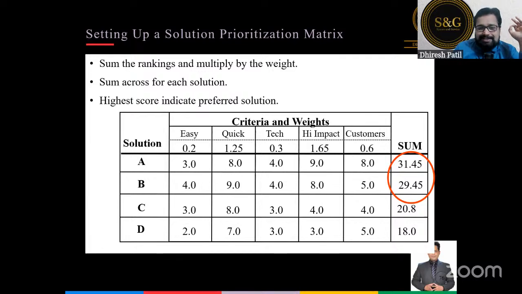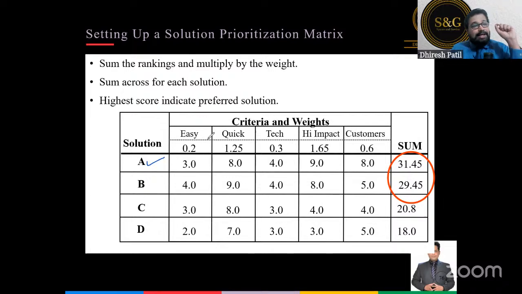Now, for example, let's say solution number A, that's the first solution we want to discuss. In this, for ease, we have given 20%, correct? Now, on the scale of 1 to 10, how easy is it to implement? Solution A, how easy is it to implement?